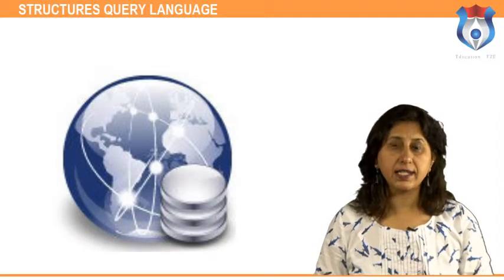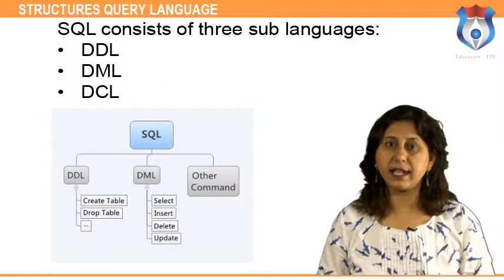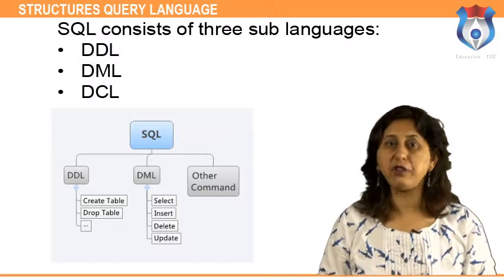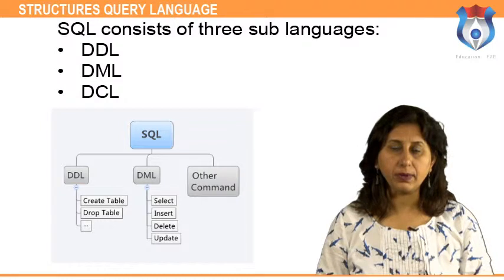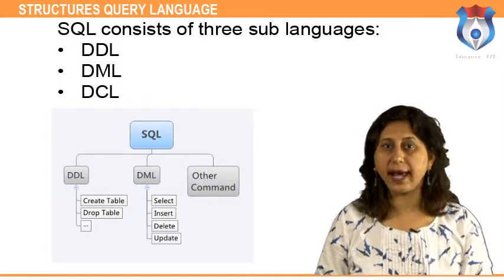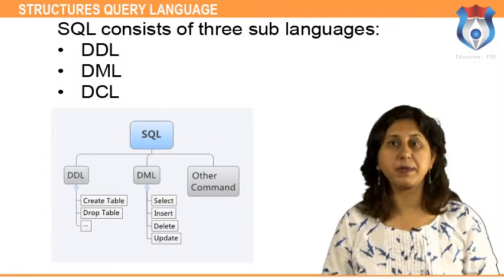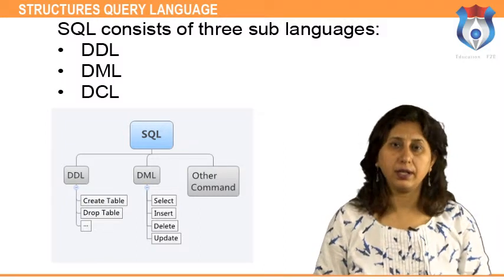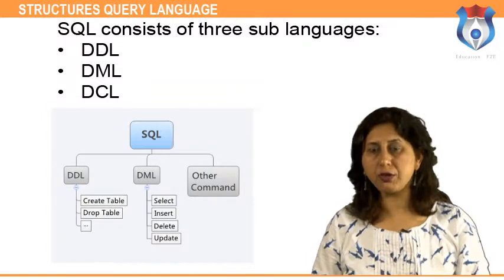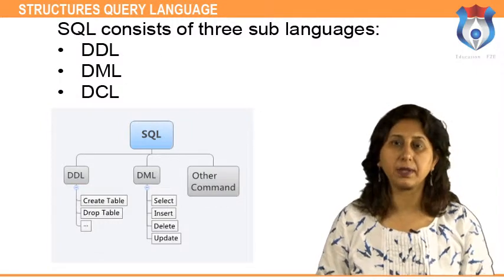SQL actually consists of three sub-languages. DDL, Data Definition Language, used for creating databases and tables and for maintaining the structure. DML, Data Manipulation Language, used for accessing and extracting data from a database: add, update, delete, etc. DCL, Data Control Language, used to control access to the database and therefore essential for the security system.